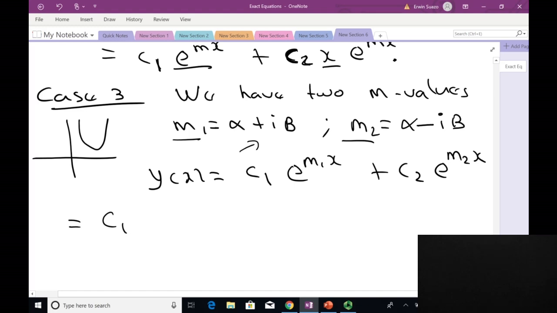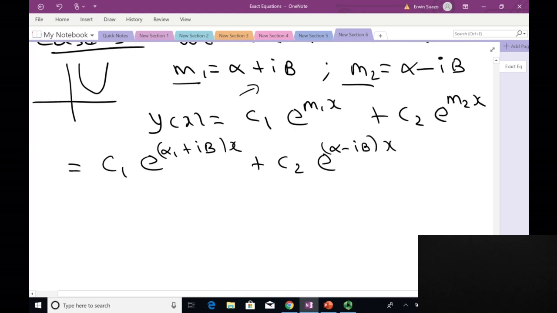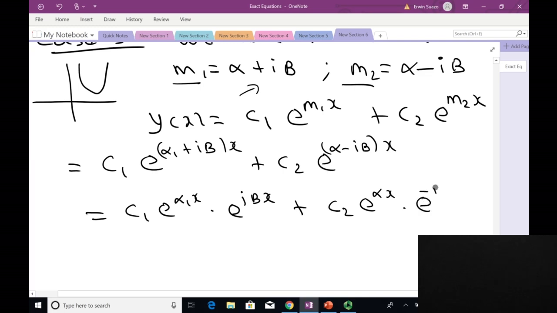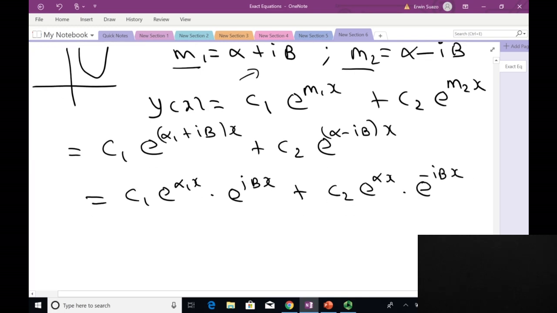So y of x is C1 e to the m1 x, that is alpha plus i beta x, plus C2 e to the m2 x, that is alpha minus i beta x. So we expand this. We get C1 e to the alpha x times e to the i beta x, plus C2 e to the alpha x times e to the minus i beta x.